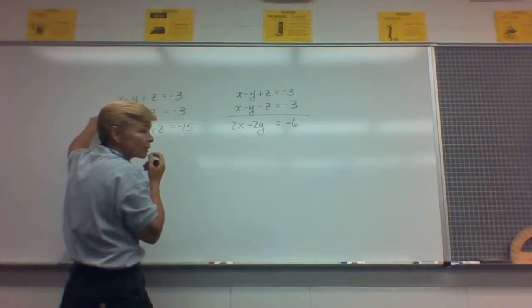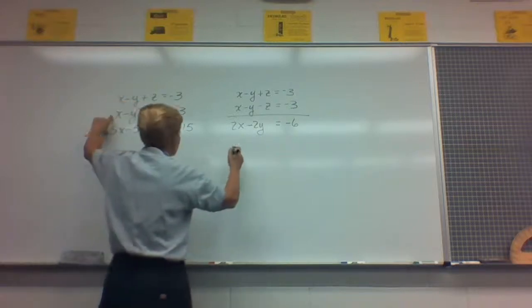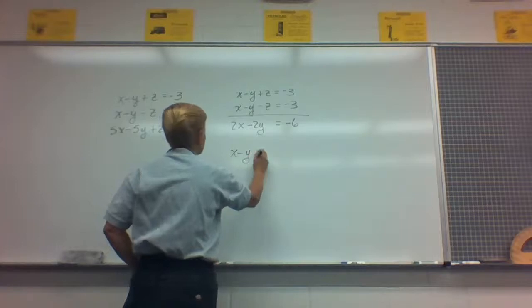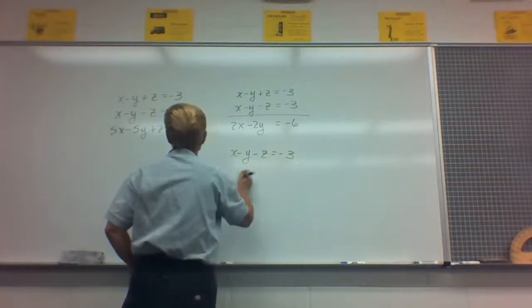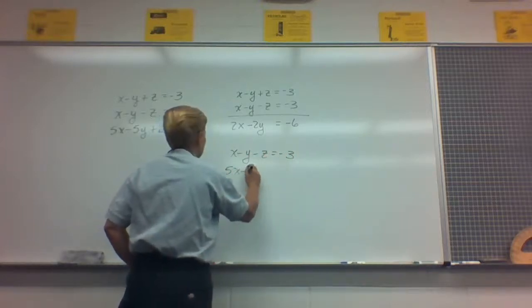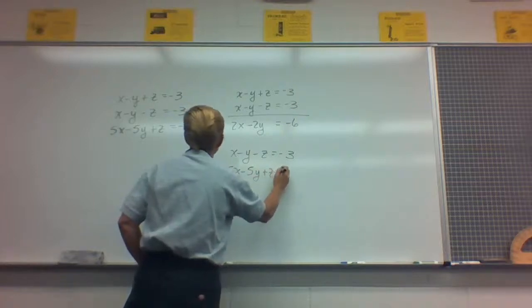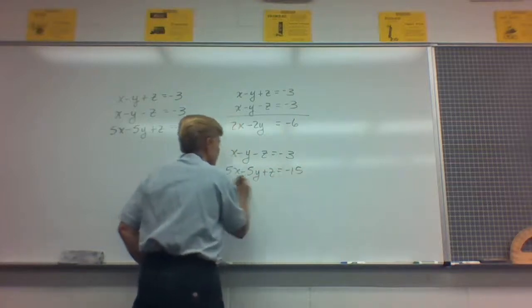But these two have it ready to go right now. So I'm going to use those two. x minus y minus z equals -3. 5x minus 5y plus z equals -15. I'm going to add those together.